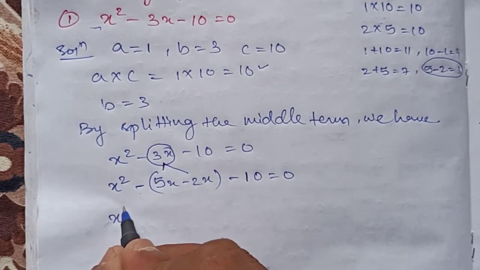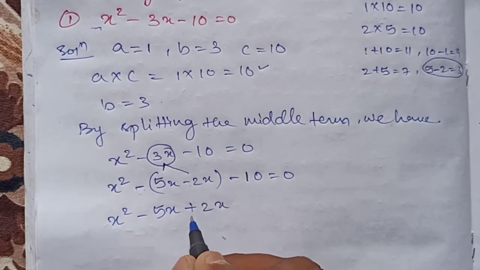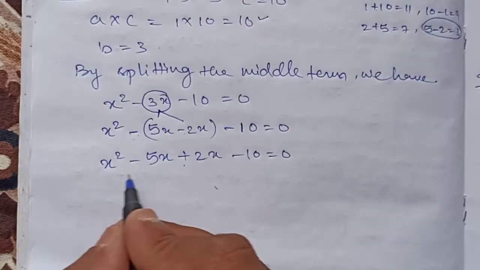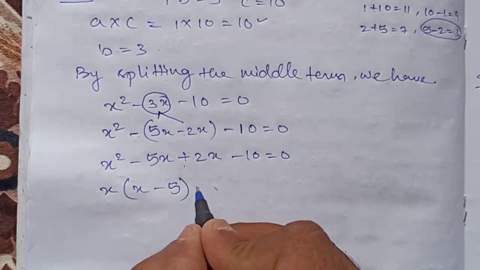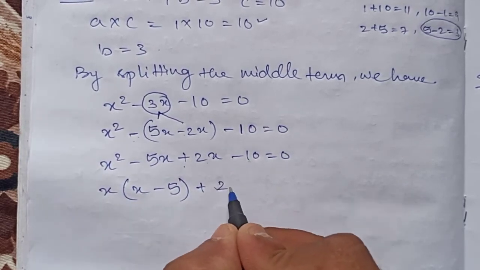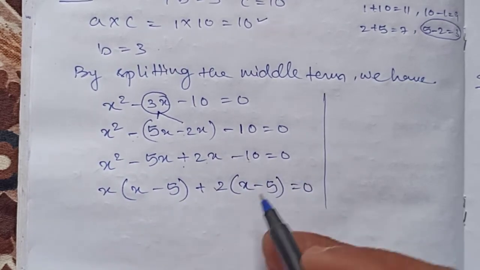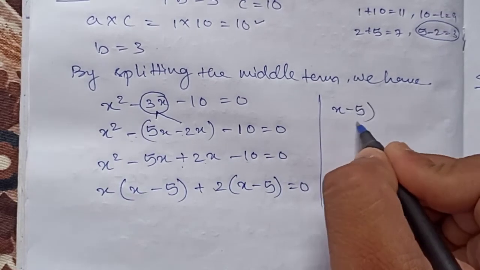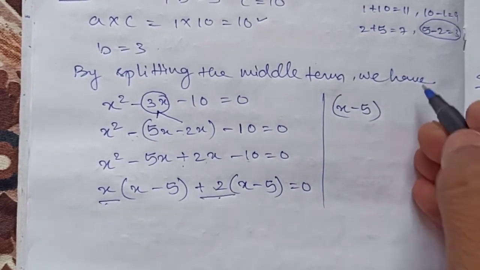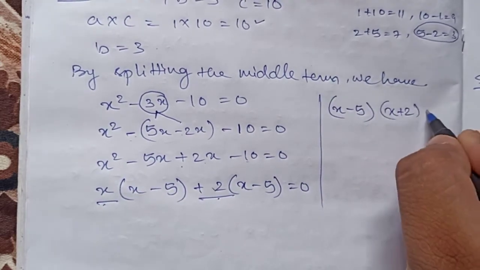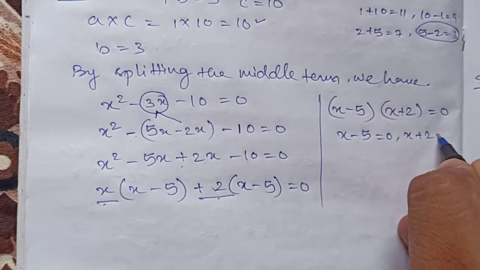Now open the bracket. x square minus 5x plus 2x, minus minus is plus, minus 10 equals 0. Take out x common between the first two: x minus 5 we will get. Plus take out 2 common from the other two: x minus 5 we will get. Between these two write any one, that is x minus 5, and write these two terms together: x plus 2. So x minus 5 equals 0, x plus 2 equals 0.